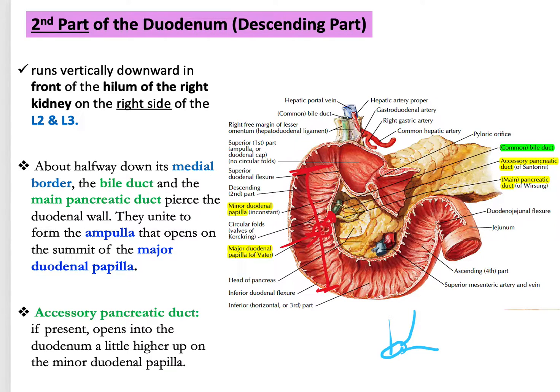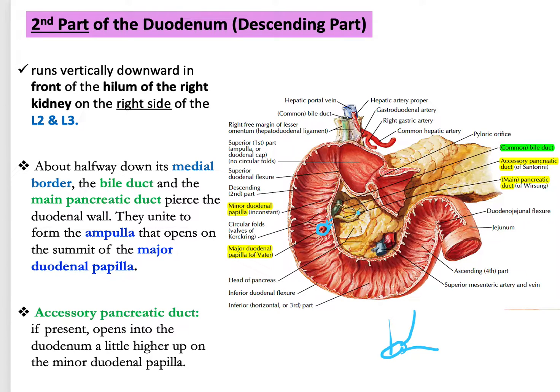On the medial border, you will see there is a papilla here, which is the major duodenal papilla. It is the major duodenal papilla through which the hepatopancreatic ampulla opens here to secrete the bile and pancreatic secretion.